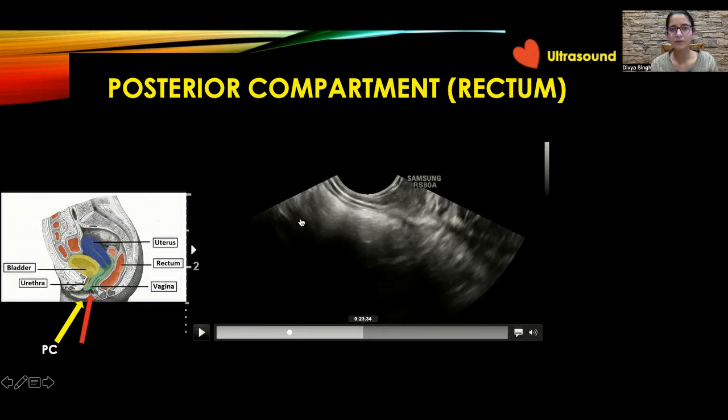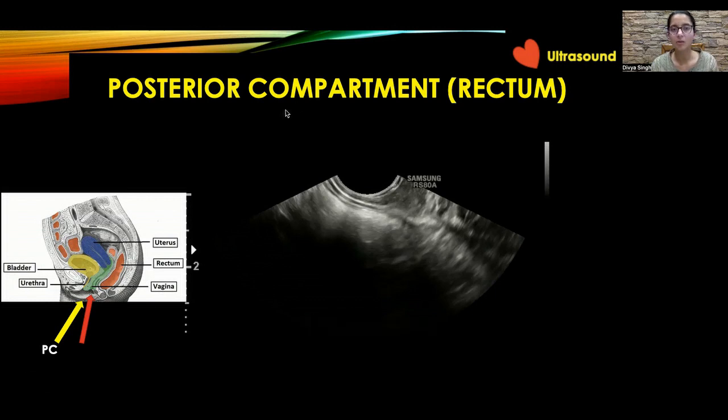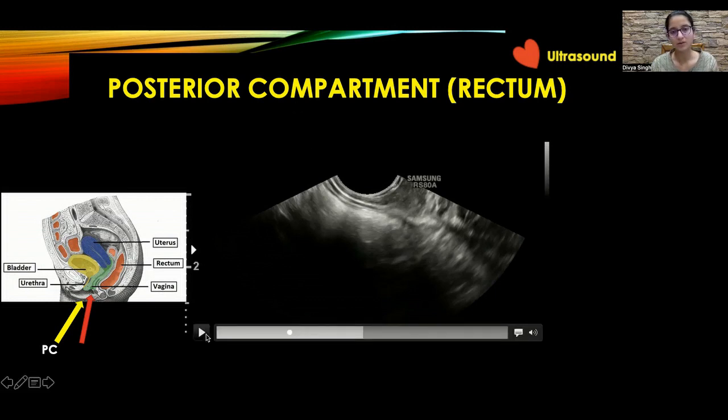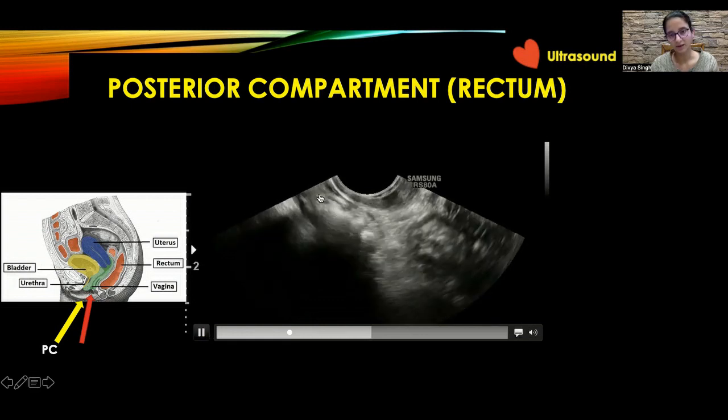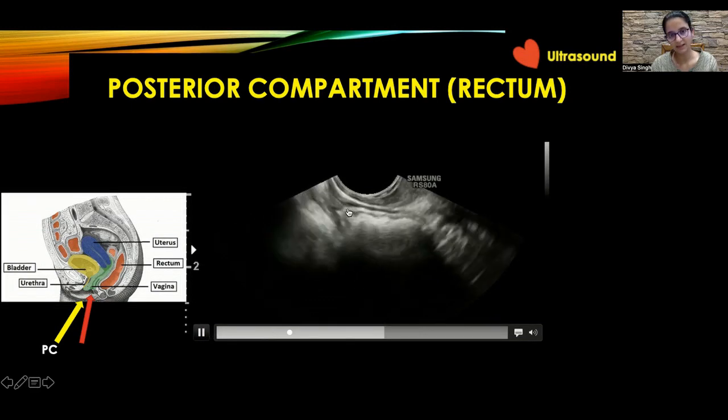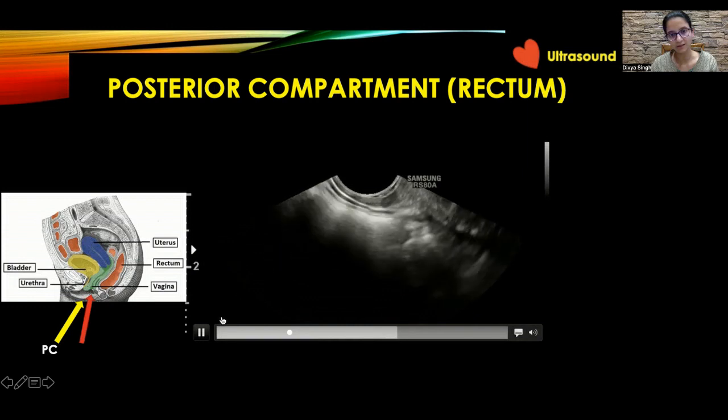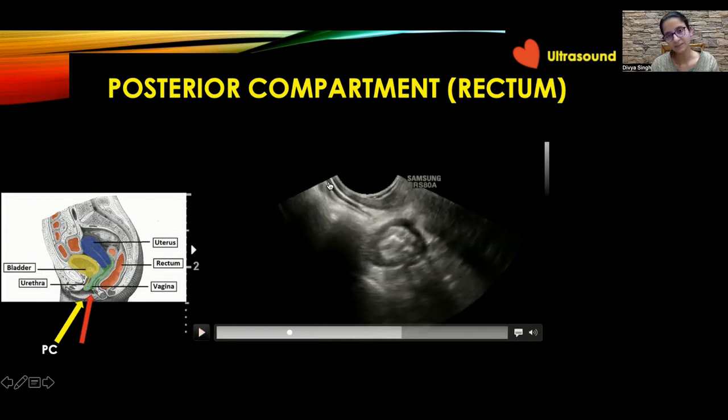But when we are scanning for deep infiltrating endometriosis, we are really not interested in looking at the posterior rectal wall because that is not a common site for involvement. So it's okay even if there is air in the rectum because all that we need to see is the anterior hypoechoic muscular layer, as you can see here, the anterior hypoechoic muscularis propria.